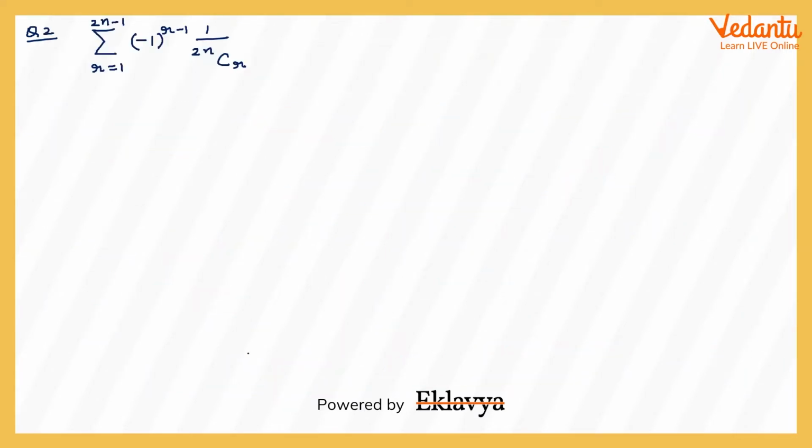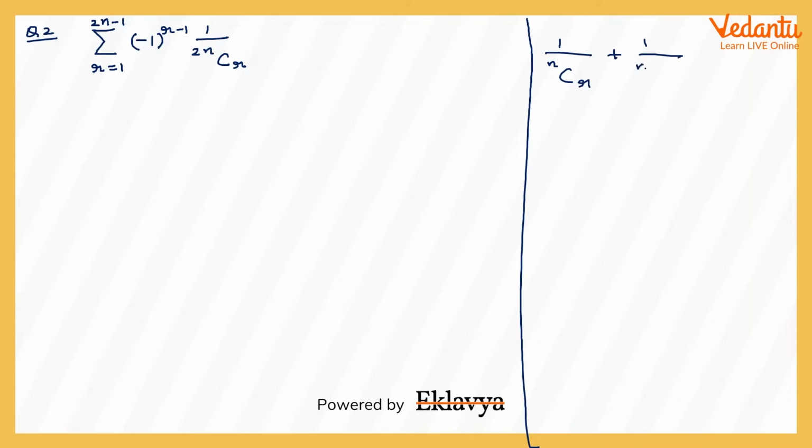Okay, so now coming to this question number 2, in which we are asked to find the sum for r is equal to 1 to 2n minus 1 of minus 1 raised to the power r minus 1 into 1 upon 2n cr. For this, I will first like to tell you one important result, that is 1 upon ncr plus 1 upon ncr minus 1 if I have to solve. And if we take LCM, we get ncr into ncr minus 1, whereas in the numerator you will get n plus 1 cr.